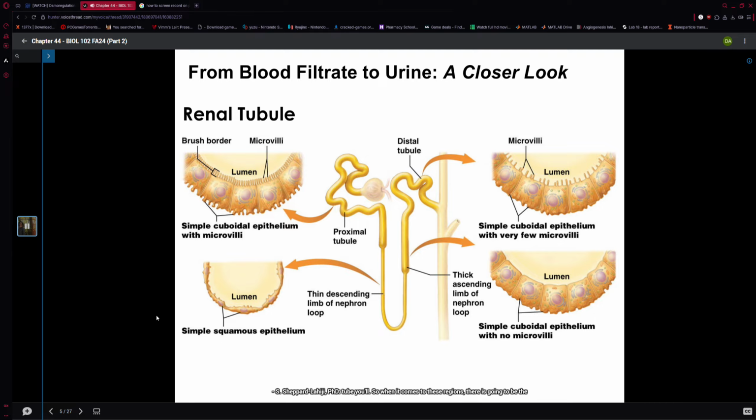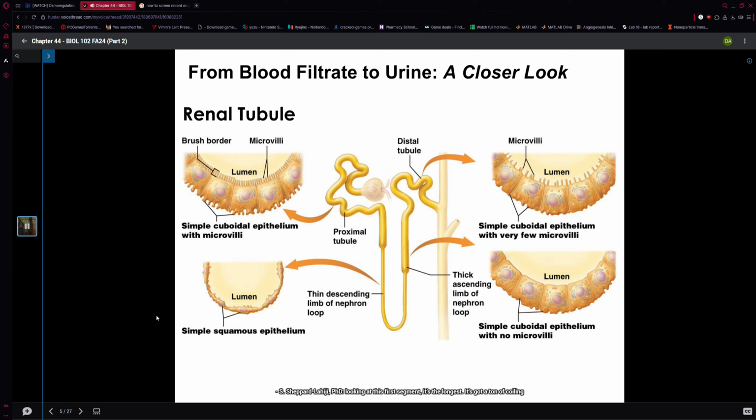So when it comes to these regions, there is going to be the proximal tubule. So the proximal tubule is the longest. It has very prominent microvilli, so those projections or extensions, and this supports a high amount of absorption. It also promotes secretion at this site. And the cells that we'll find here will be cuboidal epithelial cells, and there will be some large mitochondria there.